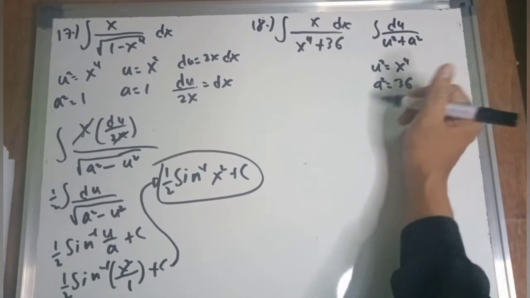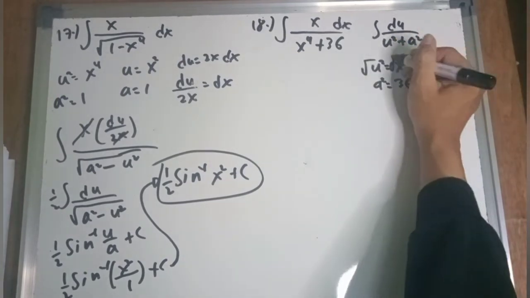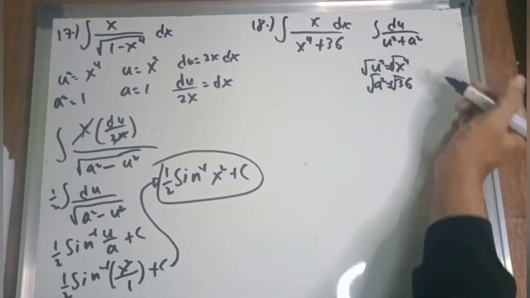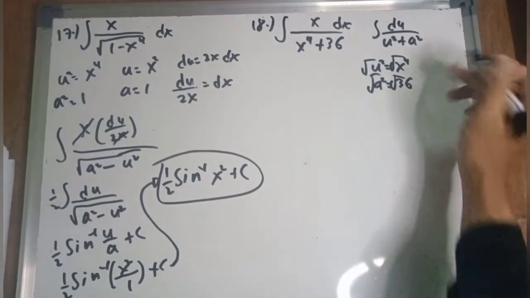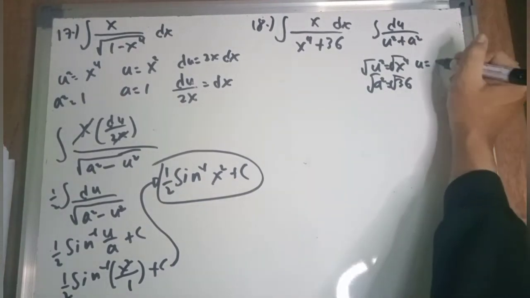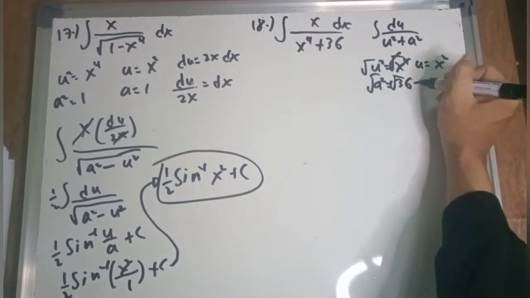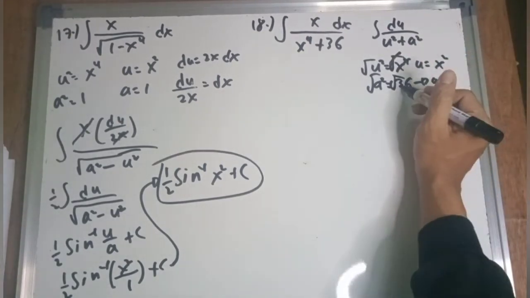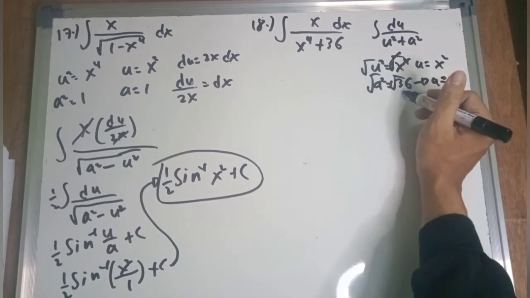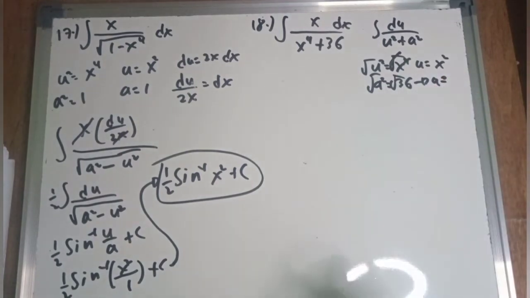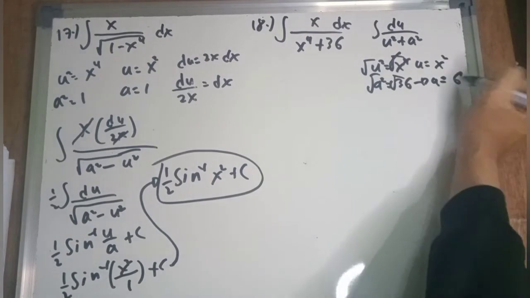36. So u squared, no? So we can remove the exponent. So u is equivalent of x squared because of the radical expression. So a is equivalent of the square root of 36. That is 6. I think 6, no? So 6.